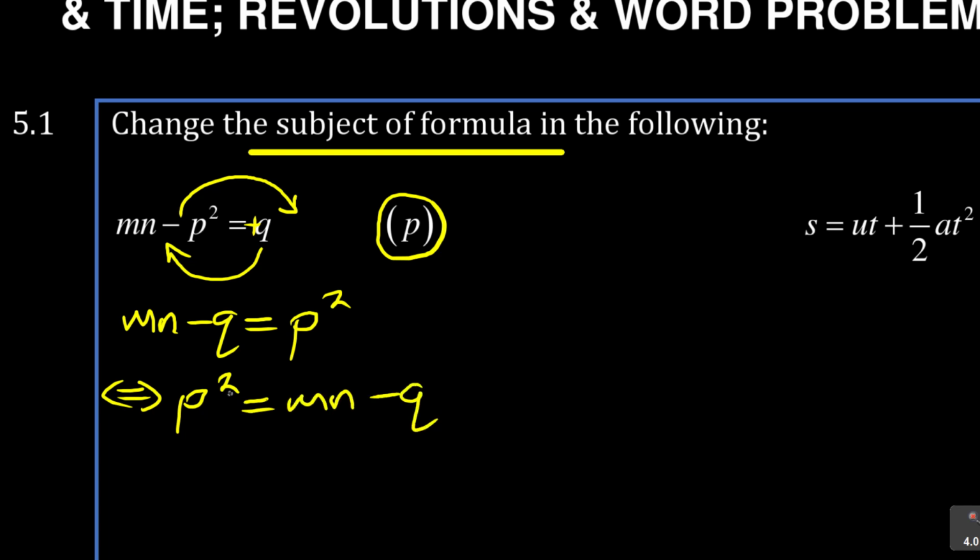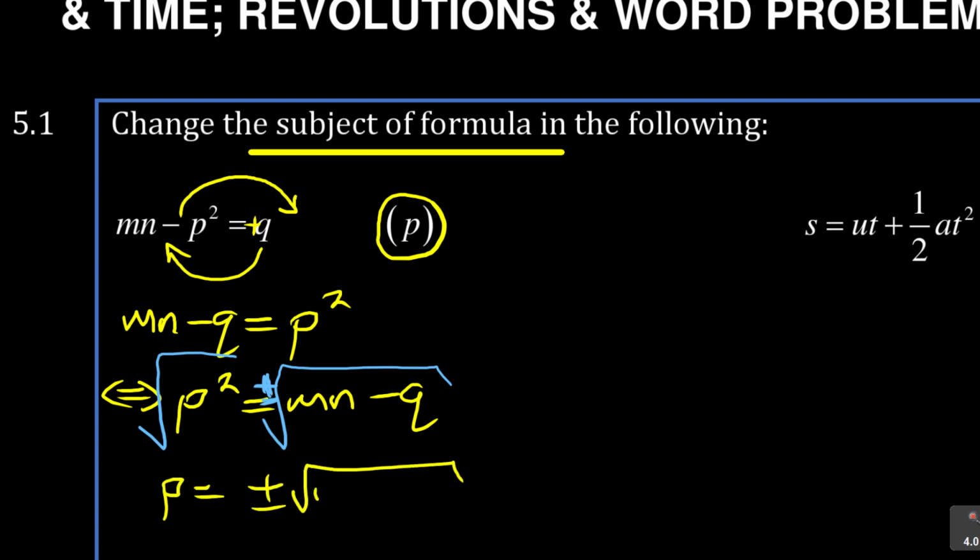Right, now how do I get rid of the square? I square root. But what you do on the left, you do on the right. And don't forget, you must say plus or minus. Whenever you square root, you say plus or minus. Right? And then after that, you've got P is equal to plus or minus square root of Mn minus Q.